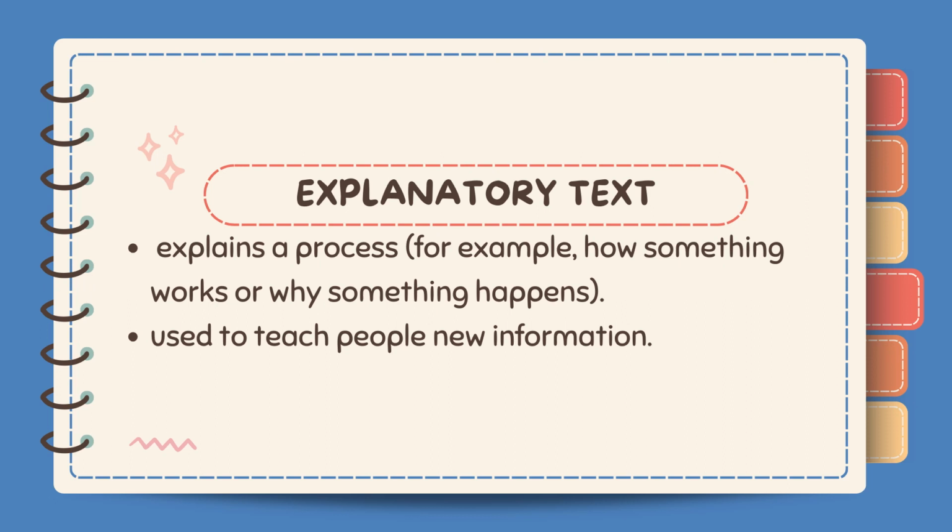The fourth type of text is explanatory text, sometimes called an explanation. It is a type of nonfiction text that explains a process. For example, how something works or why something happens. Explanations are used to teach people new information.